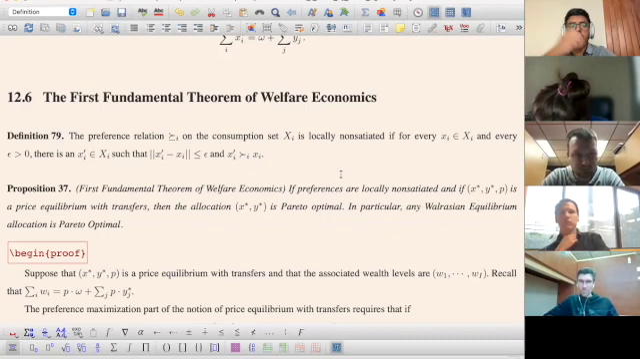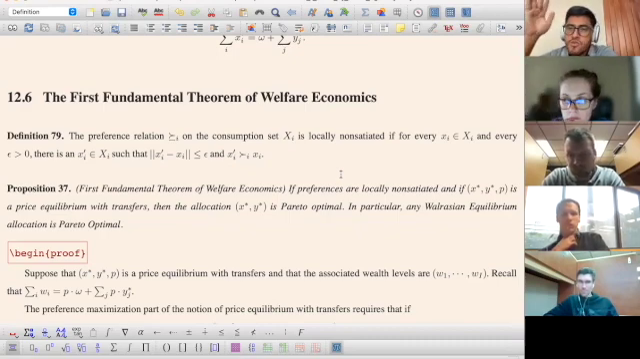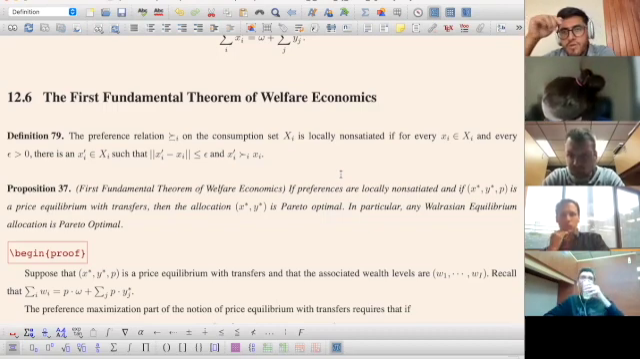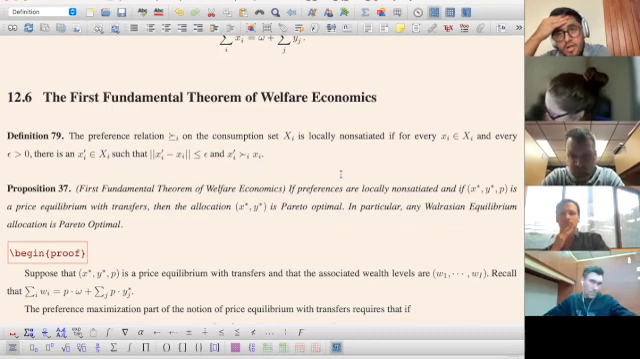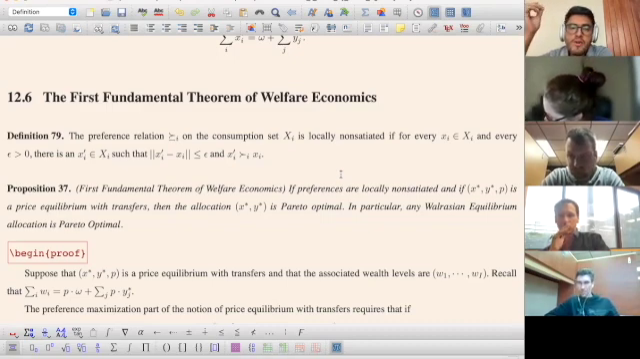So in other words, there is always something close enough inside a ball, in fact, according to a certain norm, to any allocation that is strictly better off for this particular individual. So this is locally non-satiated, we know this. Now, the first fundamental theorem of welfare economics uses this definition.